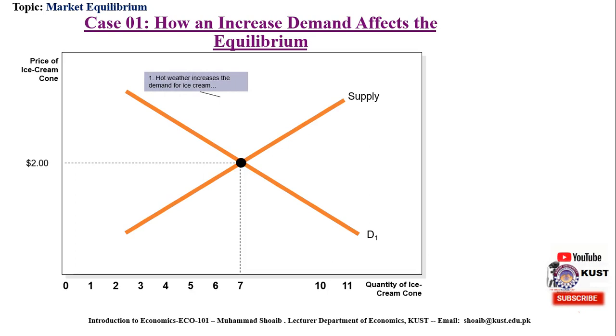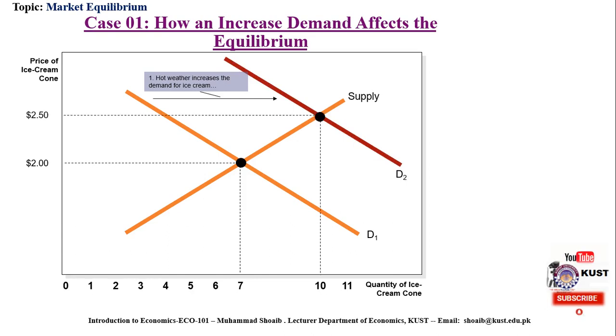Suppose the weather changes. When the weather changes, the demand for ice cream increases. So weather is a shift factor of the demand curve. Whenever the weather changes, it affects the taste of the people. When we move from winter to summer, what will happen? The taste of the people will change. They will move from, for example, hot coffee or tea to ice cream. So the demand for ice cream will increase, and that will have a positive effect on the demand curve. So the demand curve will shift rightward or upward.